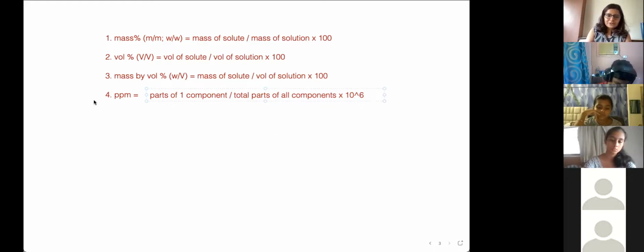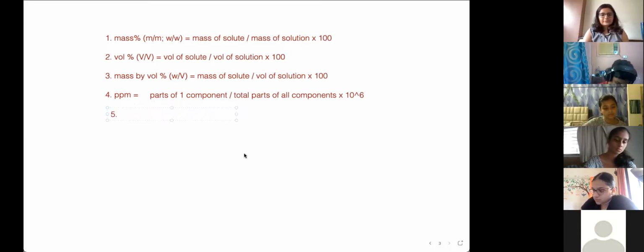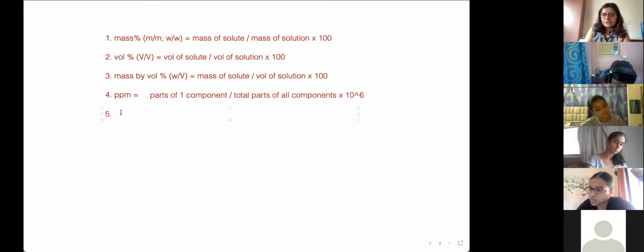Okay, so that's parts per million. Then, okay, yahan tak they're mainly there, like I'd say for the sake of numericals. These are the ones you will use the most often. 5, 6, 7. So the first one is mole fraction.